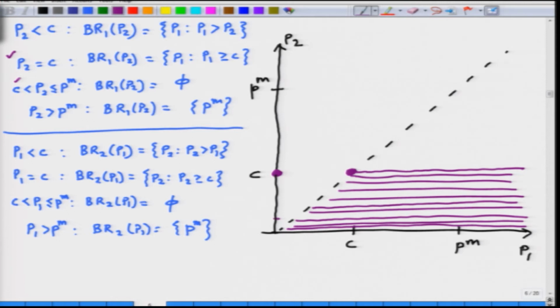Now, for any price P2 which is between C and Pm, let us say Pm is somewhere here. For any price between C and Pm, firm 1 does not have a best response.